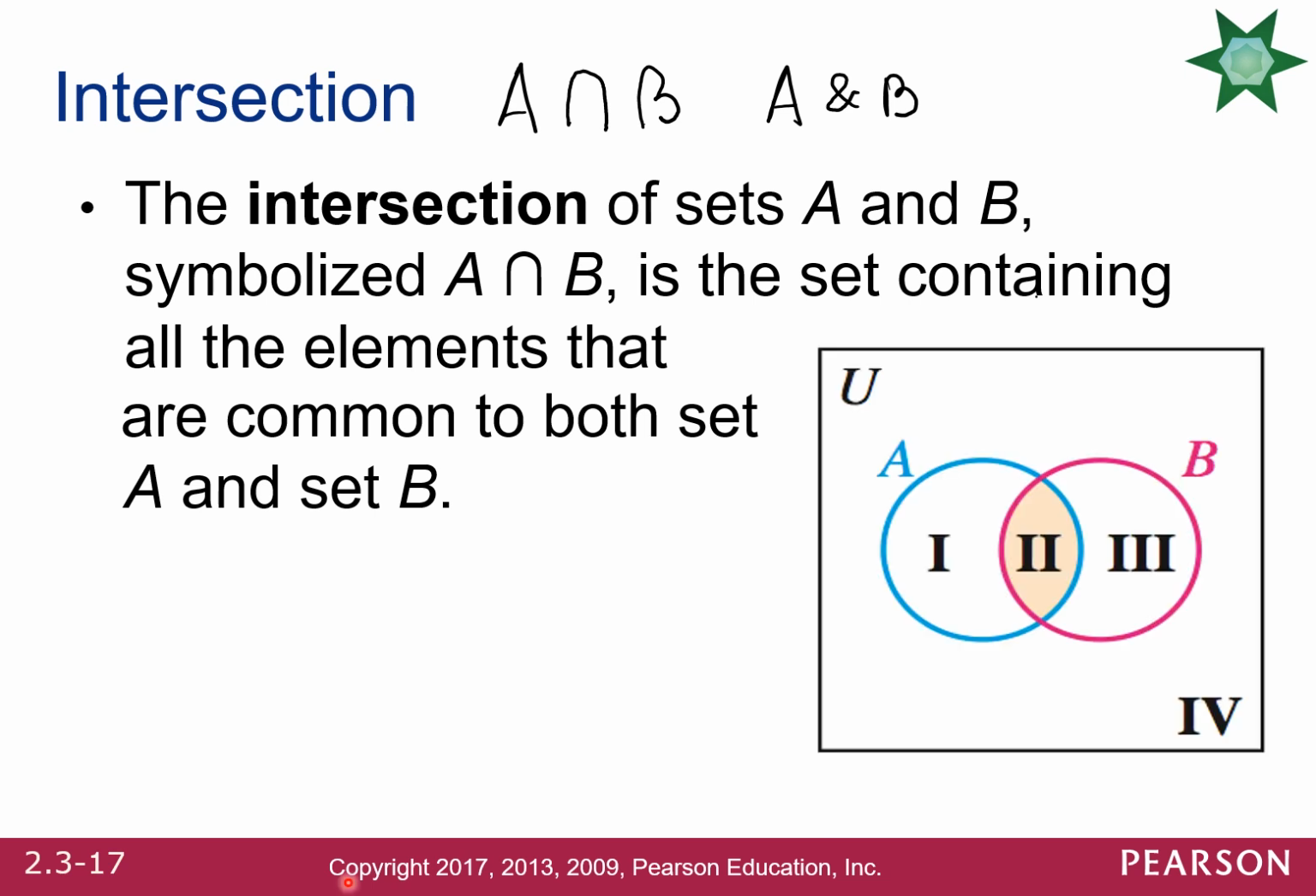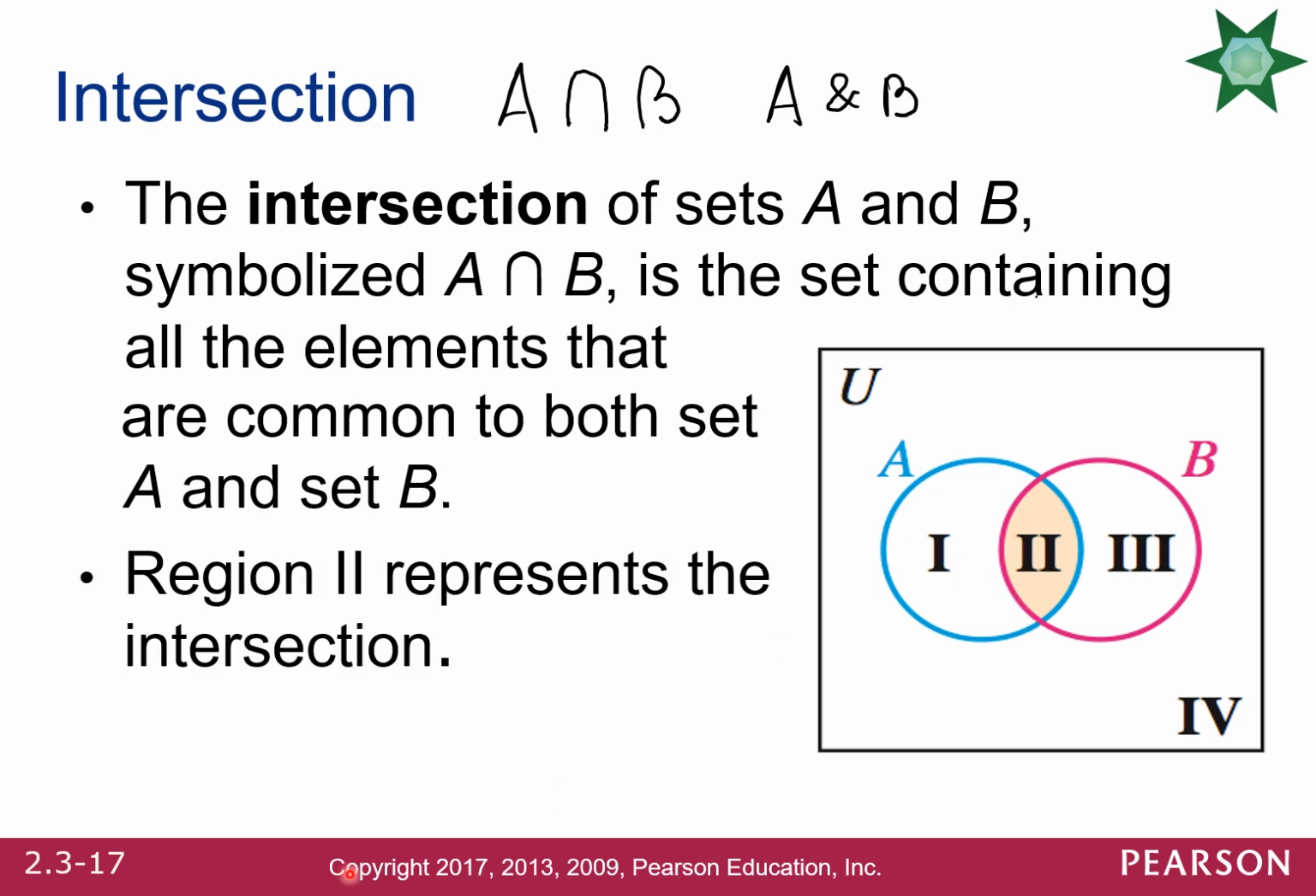So here's our diagram over here. We've seen this before. We have the rectangle with the set of universal elements, all the elements in the universe, and then two partially intersecting circles, and the intersection, the common elements between A and B, would be contained in region 2, which is the intersecting region, right? So region 2 represents the intersection.